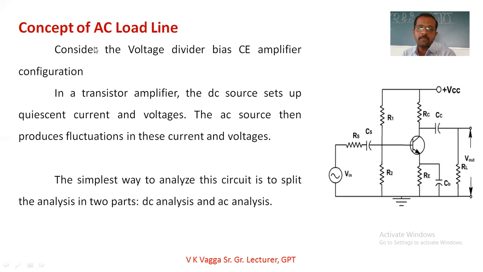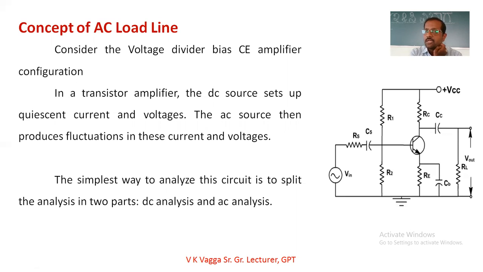So in order to analyze any circuit, it has to be analyzed for the DC voltage available and also the AC voltage available across it. For that purpose, the simplest way to analyze the circuit is to split the analysis into two parts: one is the DC analysis and the other is the AC analysis. In this transistor amplifier, the DC voltages are used to maintain the operating point.